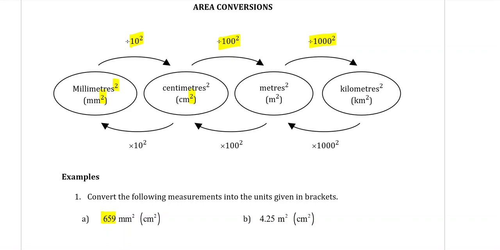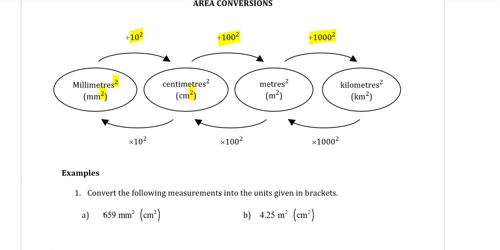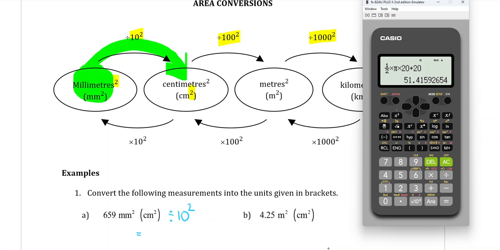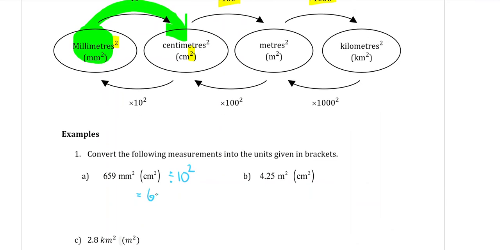Okay, so these are our first questions. Let's practice with the diagram. We want to convert 659 millimetres squared, which means we're here in the millimetres squared, and I want to go to the centimetres squared, which means I follow that arrow over to there. So the thing at the top is telling me that I have to divide by 10 squared. So you get your calculator out and we go 659 divided by 10. Do you know where your squared button is? It's the X with a little 2 on it there. So squared and press equals. Okay, so it's 6.59. That is now in centimetres squared.